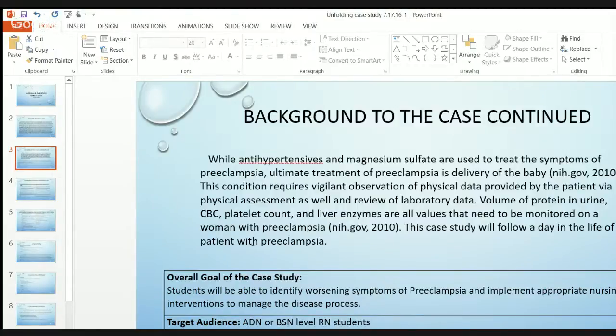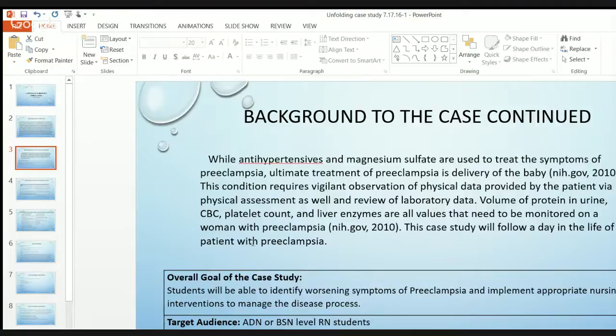So when we look at it, this condition requires vigilant observation, again, of both the physical data provided by the patient via physical assessment, as well as her laboratory data. And then we see the volume of protein in urine, CBC, platelet count, and liver enzymes are all values that need to be monitored on a woman with preeclampsia. And again, this case study will follow a day in the life of a patient with preeclampsia.